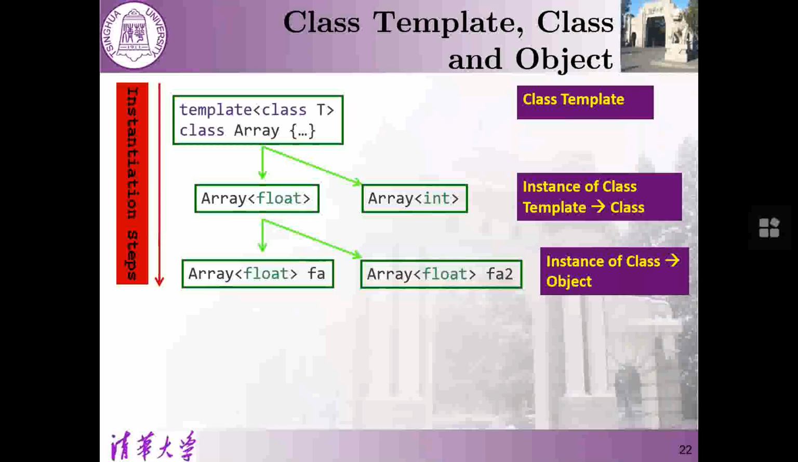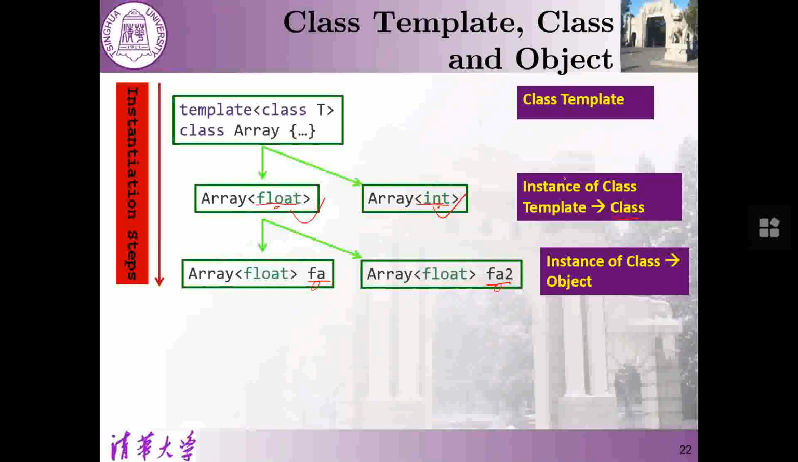And this is a graph showing the instantiation of the class template. So when we define the class template, if we define different types, then actually we will have different classes. So this is a float class, a float array, and this is an integer array. There are two classes. Then using the two classes, we can define different objects. And these are the objects.